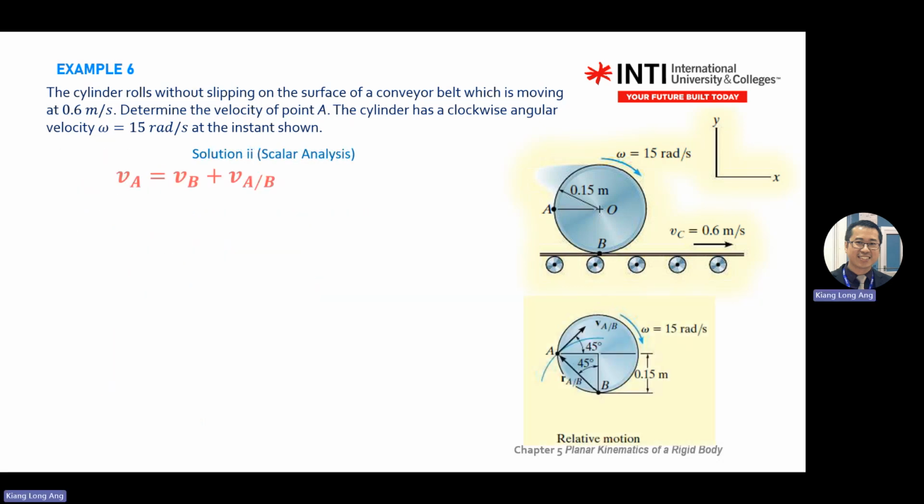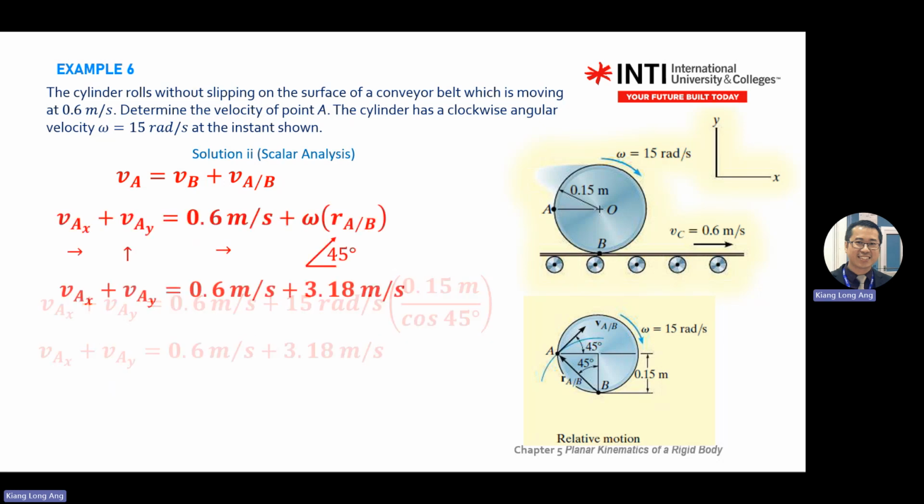Okay, scalar. You look at the diagram here. This is your homework. Go and see this in your revision. Go and see these PowerPoint slides. It's the same.